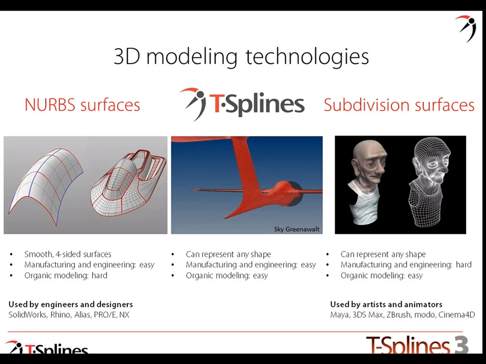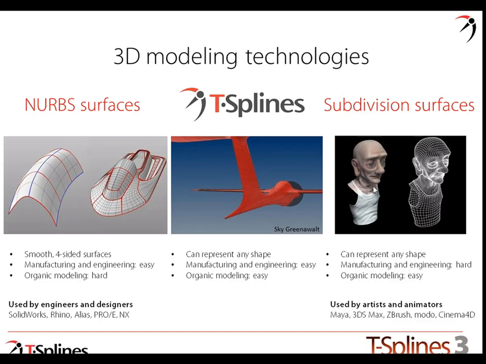T-Splines are a smooth, precise surface, and they can represent arbitrary shapes. T-Splines can be booleaned and trimmed, so manufacturing and engineering is easy, and making complex organic shapes is also easy. And inside T-Splines 3 for Rhino, we have many tools for advanced surface creation to make models both organic and precise like this airplane. One of the advantages of T-Splines is that it's compatible with both NURBS and subdivision surfaces. This means that as a T-Splines user, you can leverage other software that can import or export OBJ files, which is a standard format for moving subdivision surfaces around.